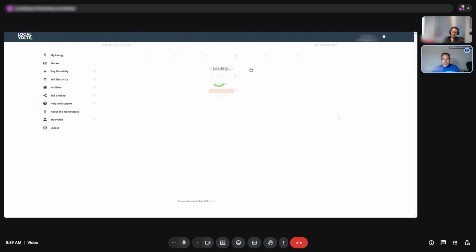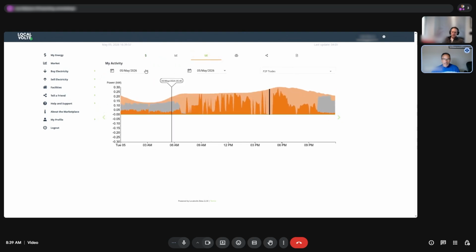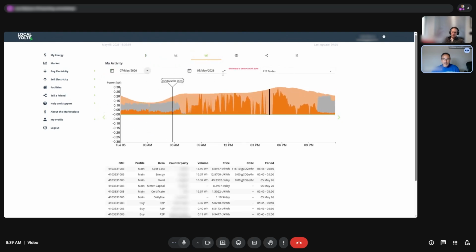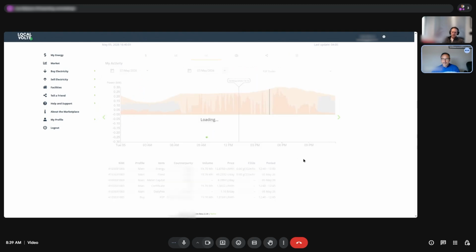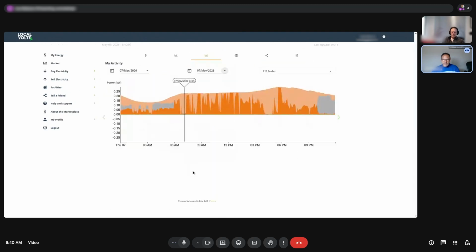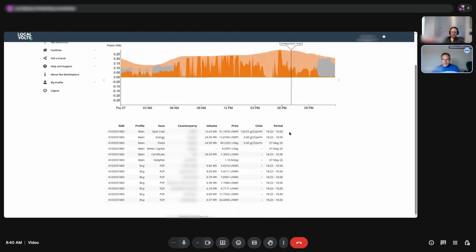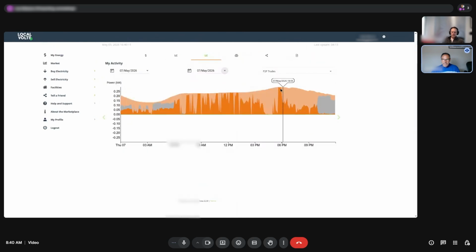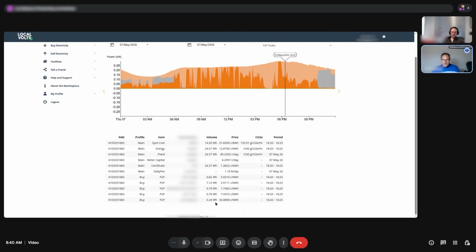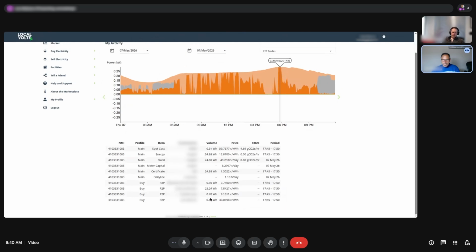If I now return to the dashboard, have a look at the 7th of May again, we'll see what happened there. Okay, so it's obviously in the mix with some of these other trades. And come down here, we can see a small amount was purchased. Maybe there's a bit here.